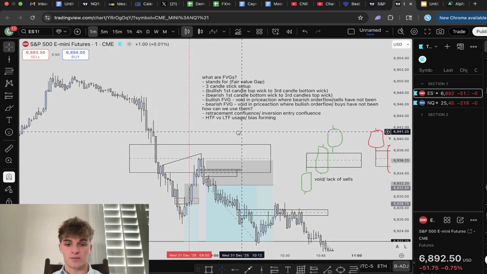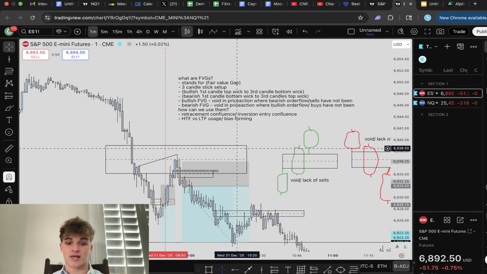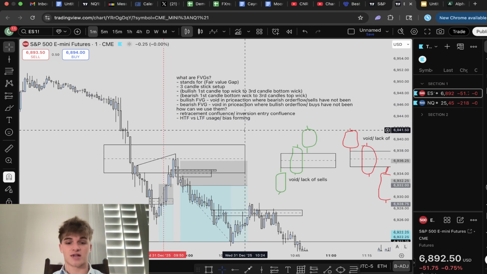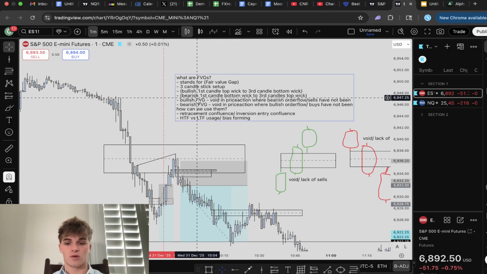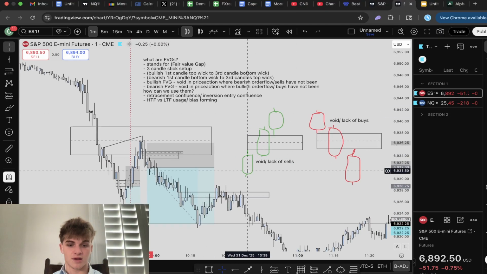Next, a bullish fair value gap is a void in price action where bearish order flow, sells, have not been. The same goes for a bearish fair value gap: it is a void in price action where bullish order flow, buys, have not been. As y'all can see, it's pretty self-explanatory once you understand the gist of what they are and how they work.